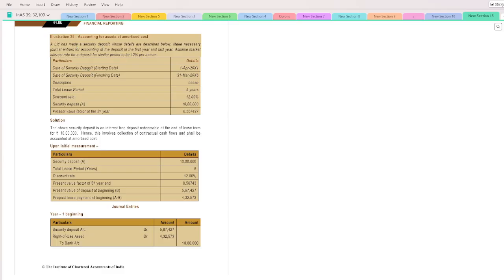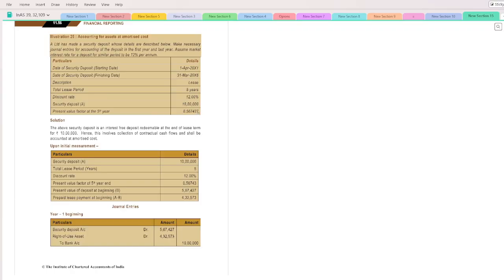Okay, so date of the security deposit 1st April X1, and the date of the security deposit finishing date X6. So that means for the 5 years, 2, 3, 4, 5, 6. Yeah, 5 years, and the description lease. Total lease period 5 years. Discount rate 12%. Security deposit 10 lakh, and the present value at the fifth year it is this one. So that is a discounting value.